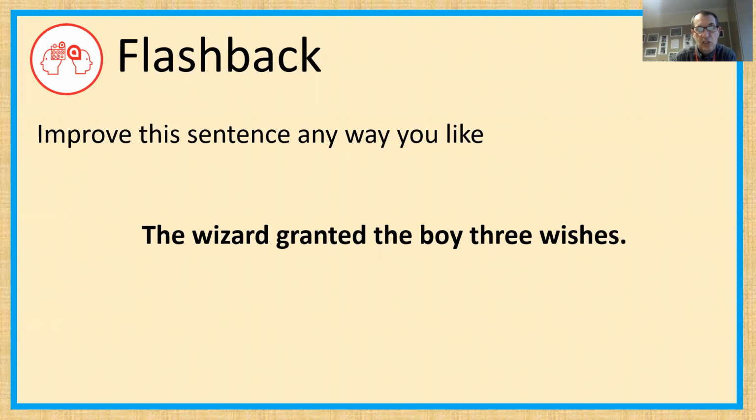Here is a very short and simple sentence. The wizard granted the boy 3 wishes. I would like you, in your book, to improve that sentence any way you like. You may add words, you may add an expanded noun phrase, you may add different clauses, you might want to put a prepositional phrase in there, you may want to change some of the adjectives. Whichever way you do, just one sentence, make that sentence better and write it in your book. So stop, pause the video now, write that in your book, and when you've done, we'll carry on to the next part of the lesson.